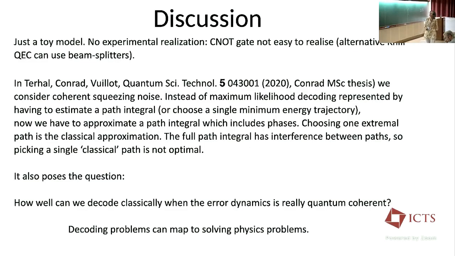All right. So this is just a toy model. There's no experimental realization of this setup. Because this displacement model is a toy model, I don't necessarily advocate doing error correction this way. One thing is that the C0 gate is not so easy to realize, but there are alternatives to the C0 you use for Steane error correction, called Knill error correction, that use beam splitters and may be more feasible.